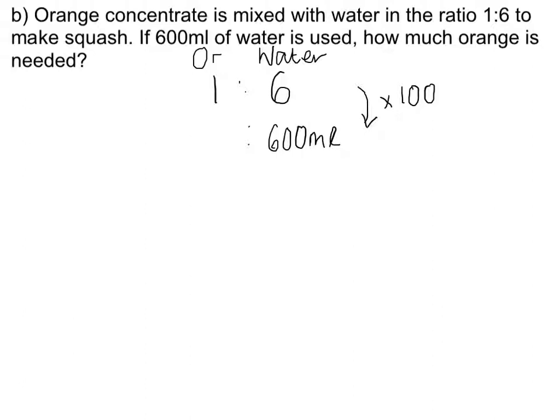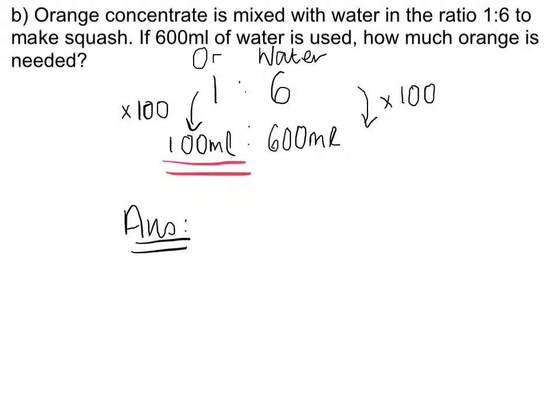Like with equations, what I do to one side, I have to do to the other side. So I've multiplied this side by 100, which means I have to multiply this side by 100. So 1 times 100 is just 100. Units stay the same. This is my final answer then. The amount of orange that I need is 100 millilitres.